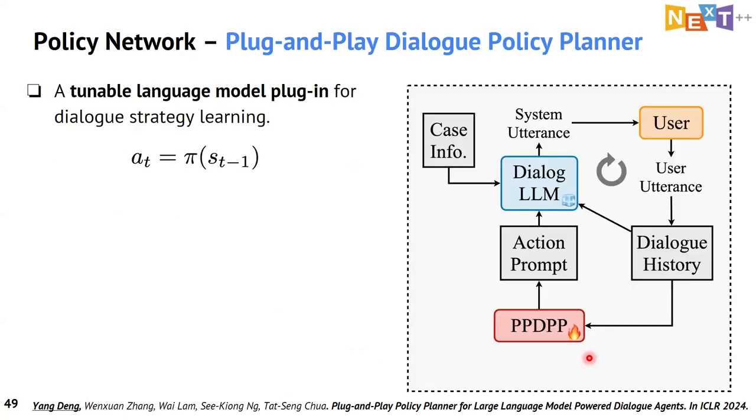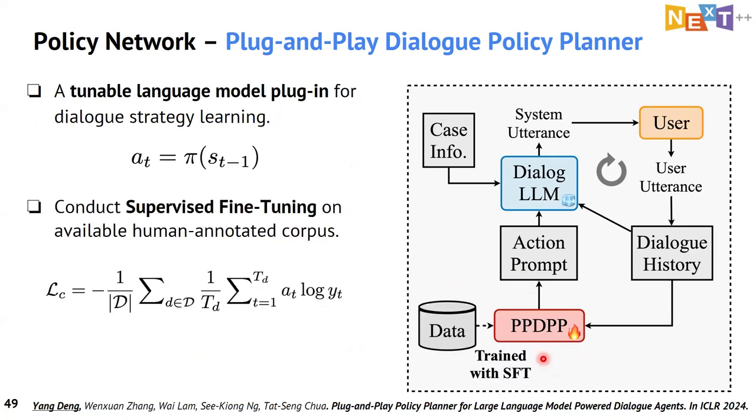In this work, the authors first proposed a tunable language model plugin for dialogue policy or dialogue strategy learning. Here is the diagram. Compared with the in-context learning diagram, here it just replaced the frozen actor LM with a plug-and-play dialogue policy planner, which is actually tunable. Then this policy planner can be trained with supervised fine-tuning on an available human-annotated corpus for achieving a certain level of planning capability.